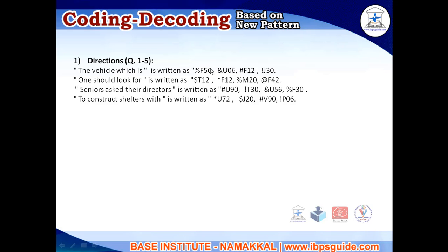And then, if the last letter of the word is a vowel, the next letter is coded. Like in the word, E is a vowel, so the next letter of E, which is F, is coded here. If the last letter of the word is a consonant, the second letter from that consonant is coded. Like in "for", R is a consonant, so the second letter from that R, that is T, is coded here. And the symbol might be anything.